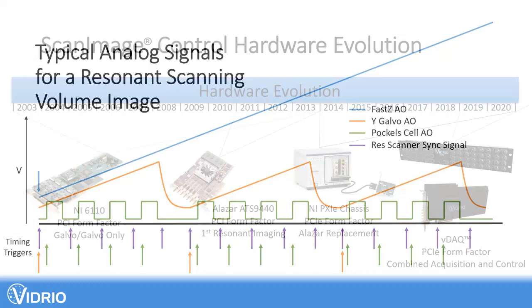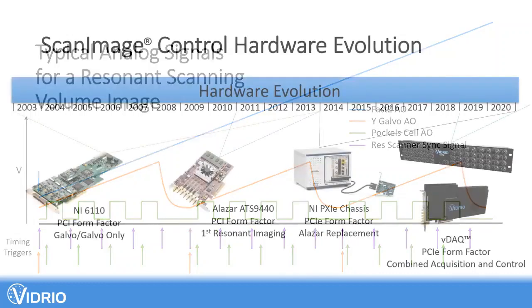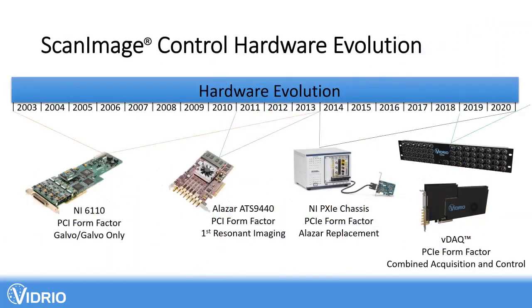So here's a history of the hardware that's been used with ScanImage. It started off in SI3 with this NI6110. It's a PCI form factor. It was only made for galvos. You might notice there's this connector back here for a RTSI cable. If you put in another card because you needed additional analog outputs, for example, you'd have to communicate over the RTSI interface for the timing events and things like that.